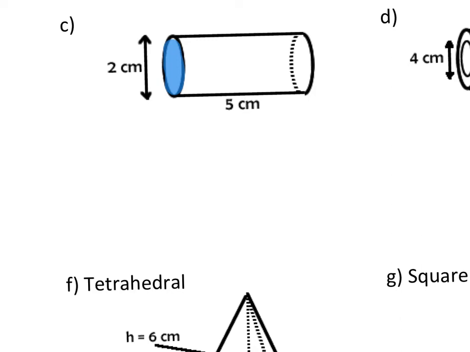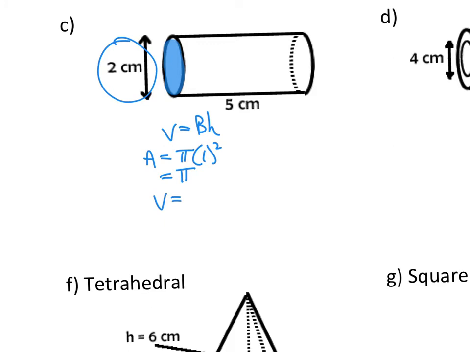In the next one, we'll treat the cylinder like a prism because it has constant cross-section, so the volume is going to be the area of the base times the height, where the area of the base, now we have to be careful, we're given the diameter, so it's pi times 1 squared, which is equal to 1 pi, and then the depth of it is 5, so the volume is pi multiplied by 5, which is 5 pi cubic centimeters.